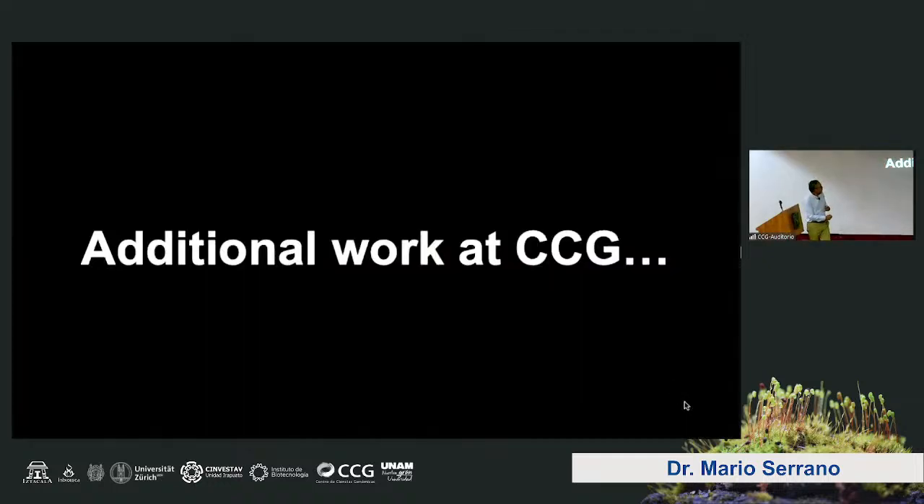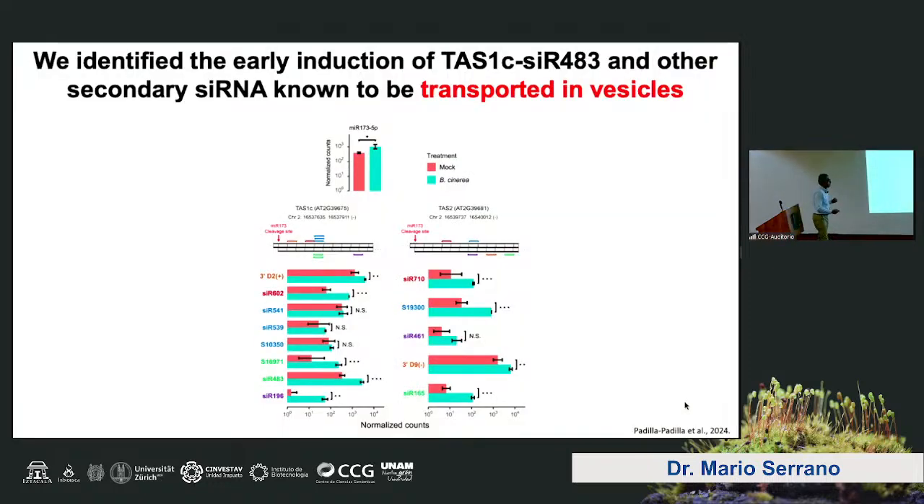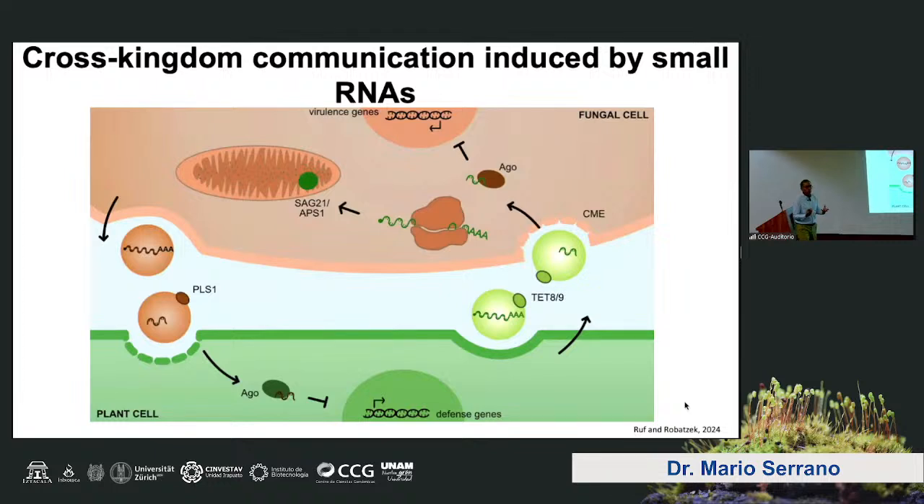Okay, what else are we doing here at CCG related to this topic? As I say, in the collection that Emir found, we have several siRNAs that are known to be transported in vesicles. At least for this one, we observed that they accumulate during the interaction with Botrytis cinerea. So we asked the question: then the traffic of vesicles should be important, or probably differ within the mutants that are important for this process.